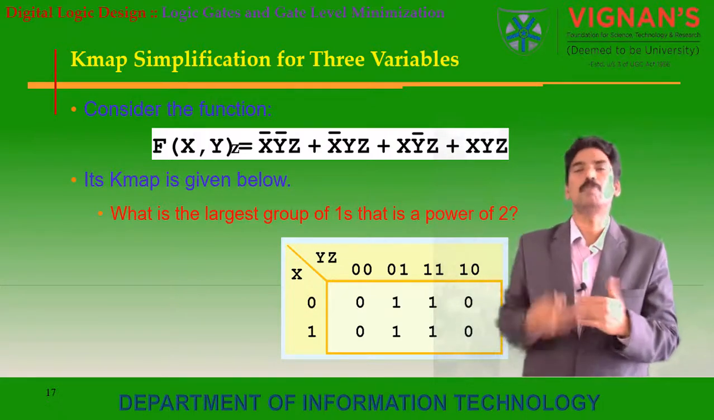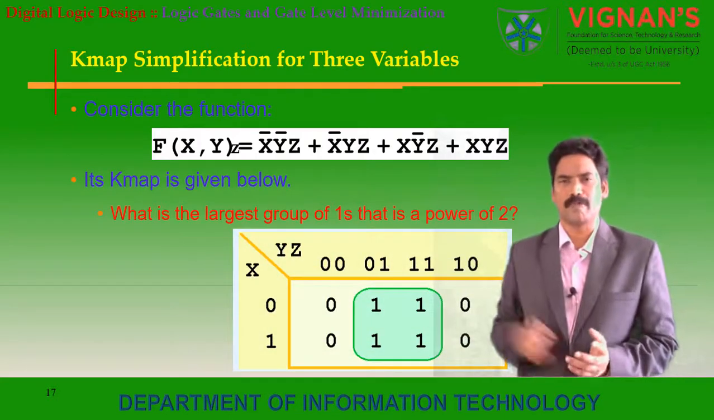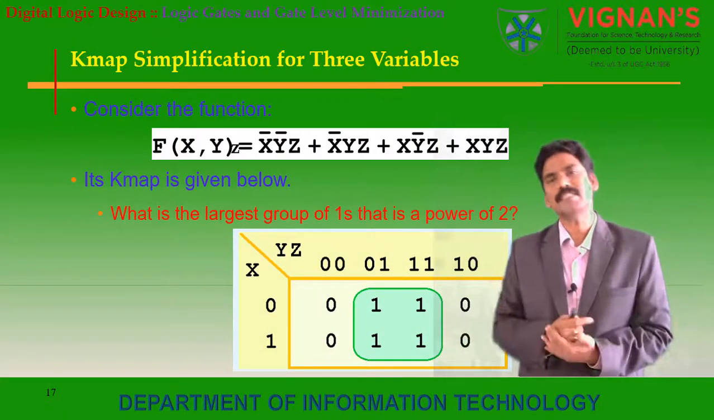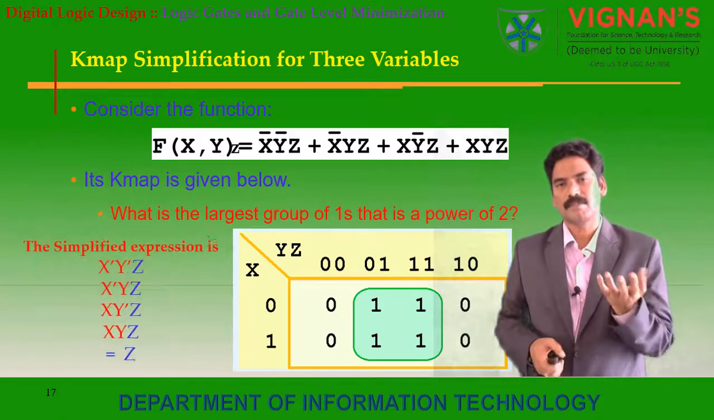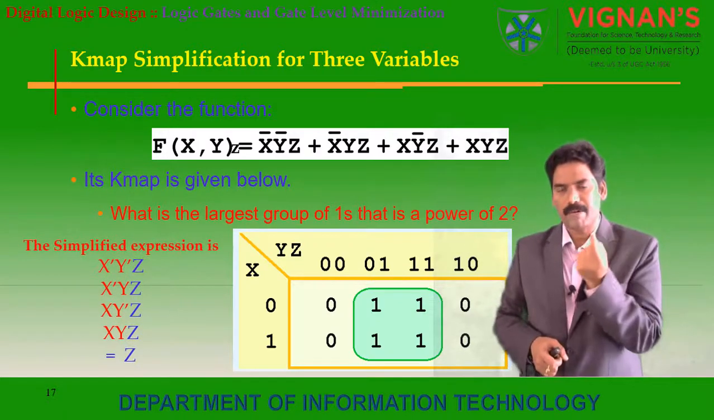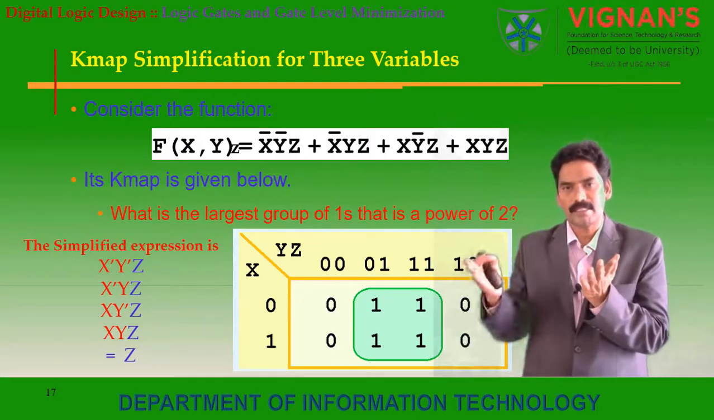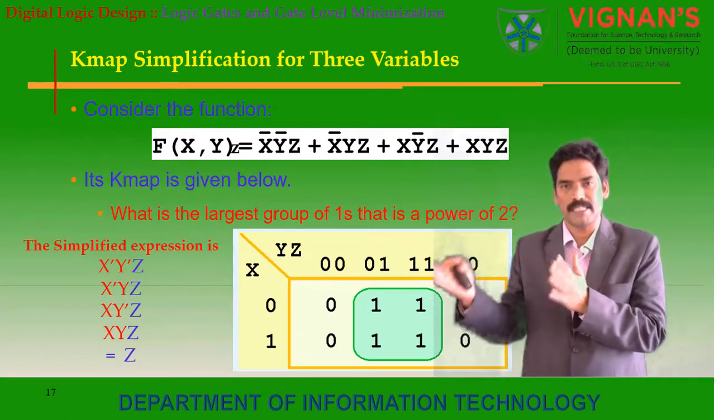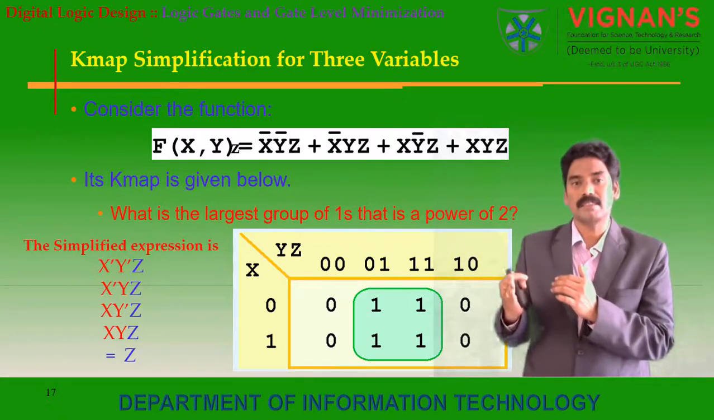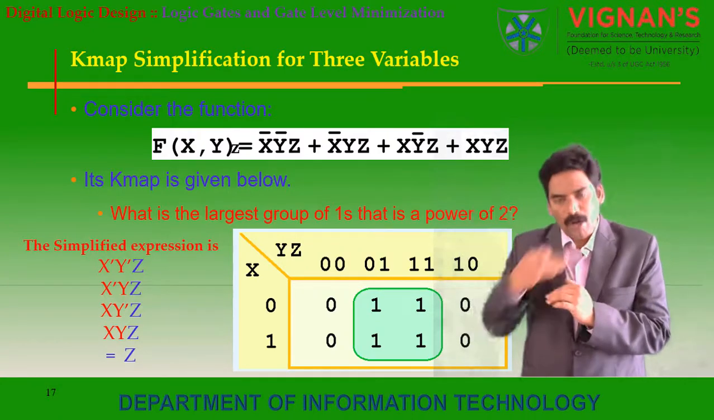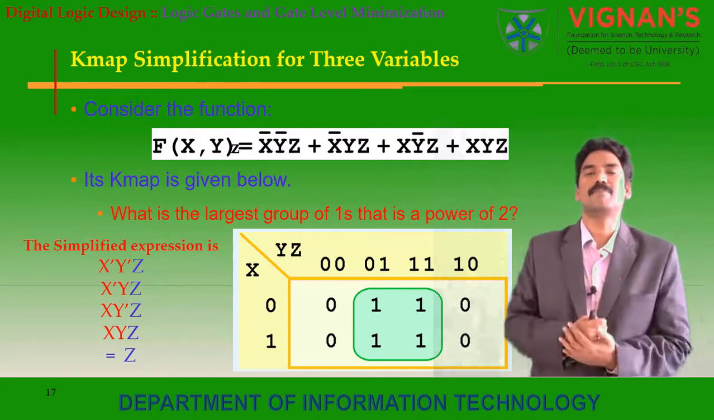And how to group the elements? If 4 grouping is possible, then we can directly group 4. Now what is the simplified expression for this? How to get the simplified expression? First one, x bar y bar z, you write that. Next, x bar y z, first row, third column. Next one is x y bar z, and the next one is x y z. Among all these 4, what is the common term? The common term is z only, and that is the simplified expression.